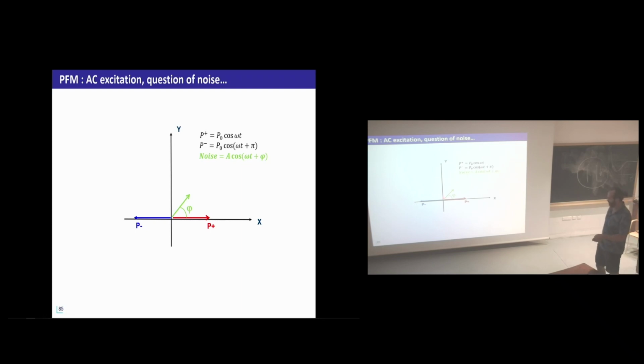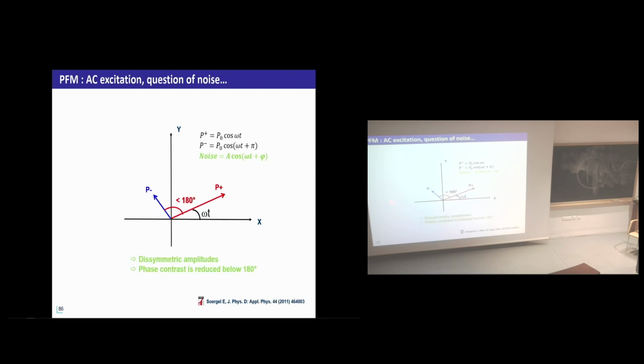But I explain to you. Here you have an additional noise to the polarization at the very same frequency, but with a phase. If you want to have the result of the addition of this noise to the different polarizations, you make a vectorial addition, and this is the result. And you see that the amplitudes are dissymmetric, and the phase contrast is not 180 degrees anymore. Okay, but why this noise at this frequency?